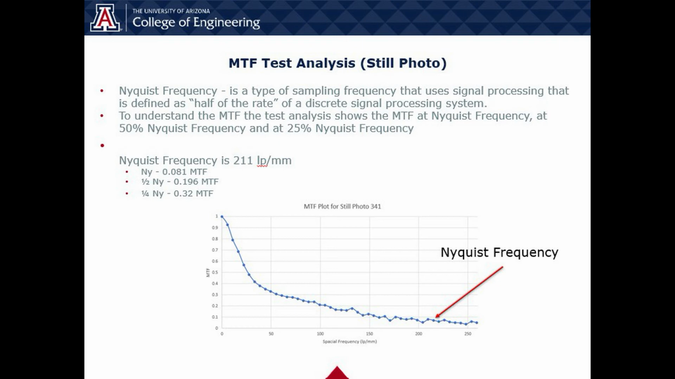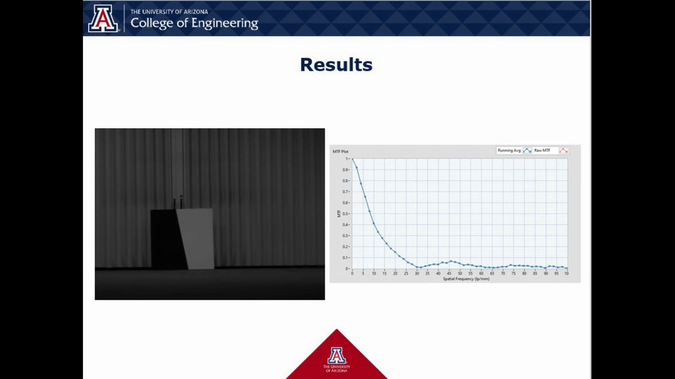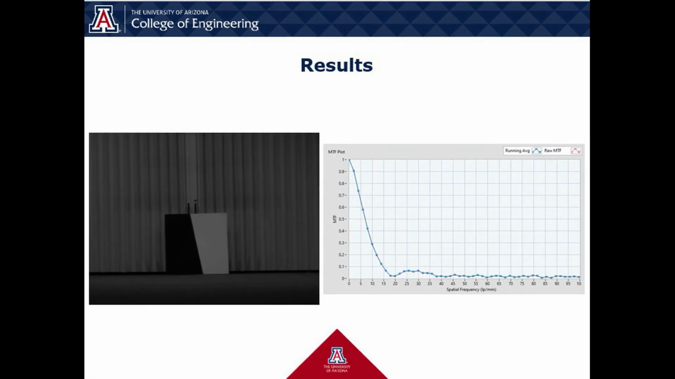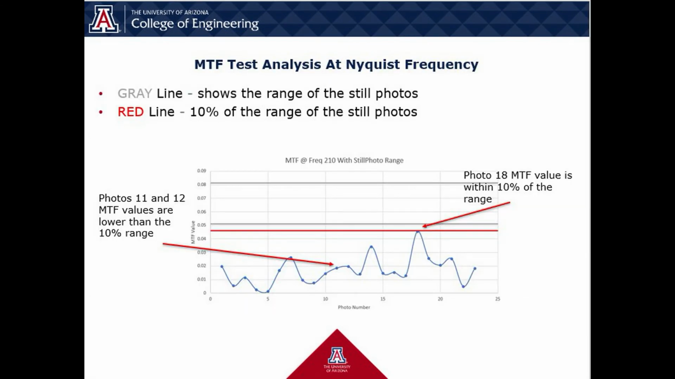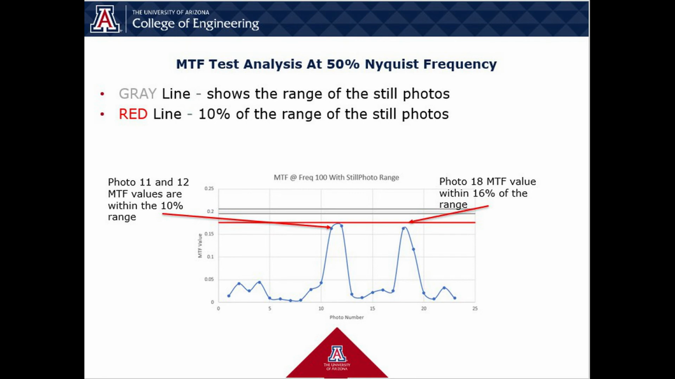These following photos are examples of the process of the stage moving. The MTF plots look better as the photo increases in image quality. This graph shows the MTF values of 23 photos at Nyquist frequency. The graph goes through 2 loops of the test where we desired to have 2 photos that corrected image blur to within 10% of the MTF values of a still photo taken. Photo 18's MTF value is within 10% of the range of the still photo.